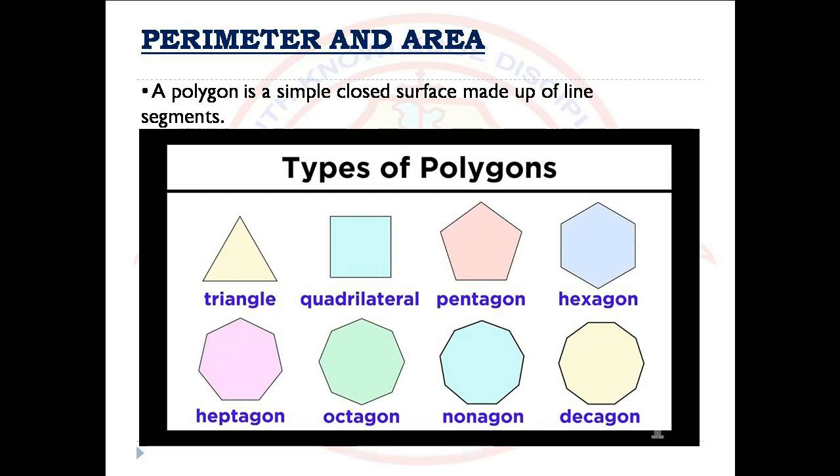There are different types of polygons based on their sides. Triangle made up of 3 line segments, quadrilateral made up of 4 line segments, pentagon made up of 5 line segments, like that, hexagon, heptagon, octagon, nonagon, decagon, and many more.